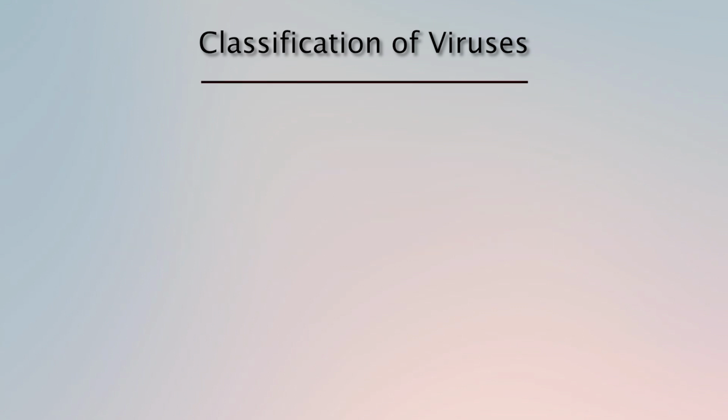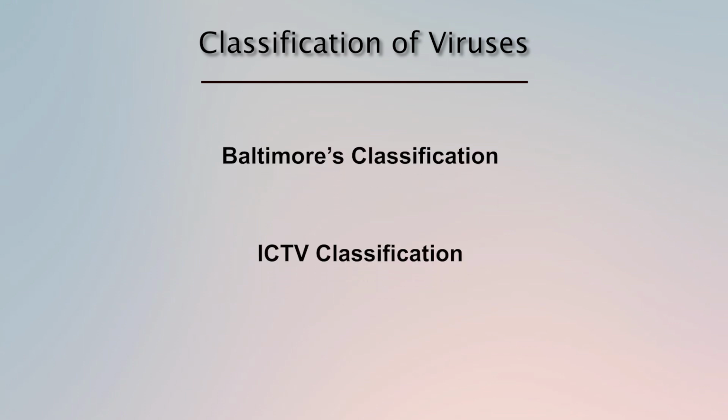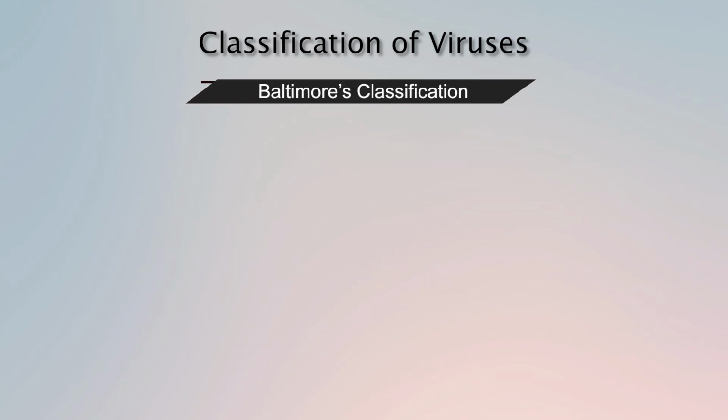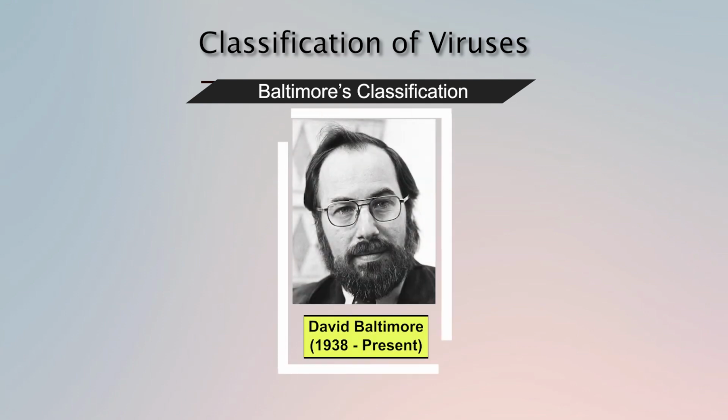Now there are two main modes of classification of viruses. One is Baltimore classification, another is ICTV classification. So let us have a look at the Baltimore classification. The Nobel laureate David Baltimore classified the viruses putting stress on the mRNA and their encoded viral proteins and the replication strategy. So he has divided these viruses into 7 major classes based on the type of nucleic acid present and the replication strategy.